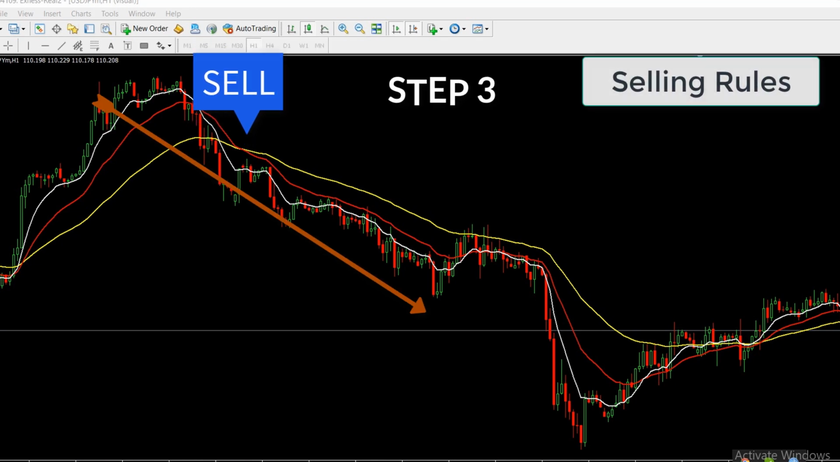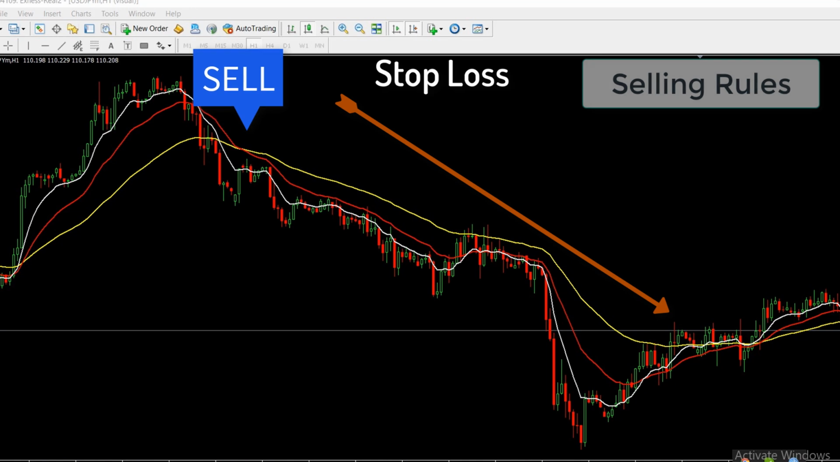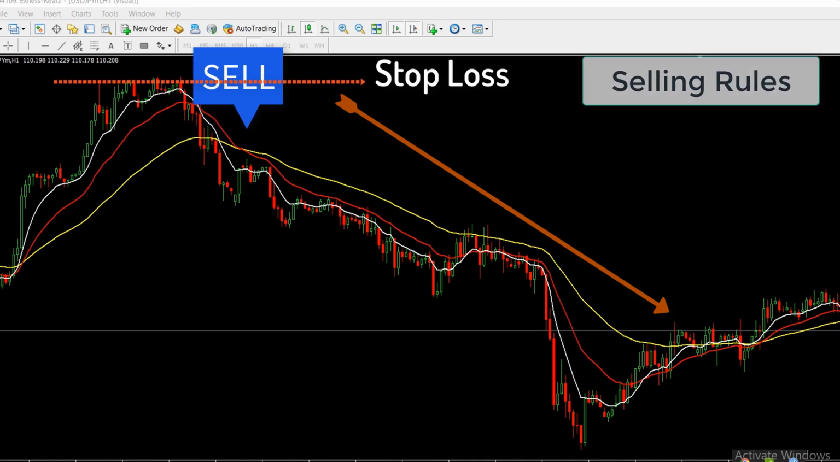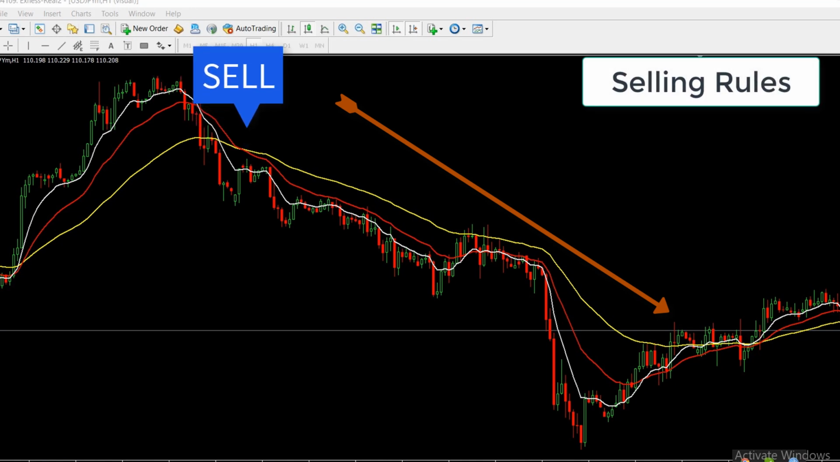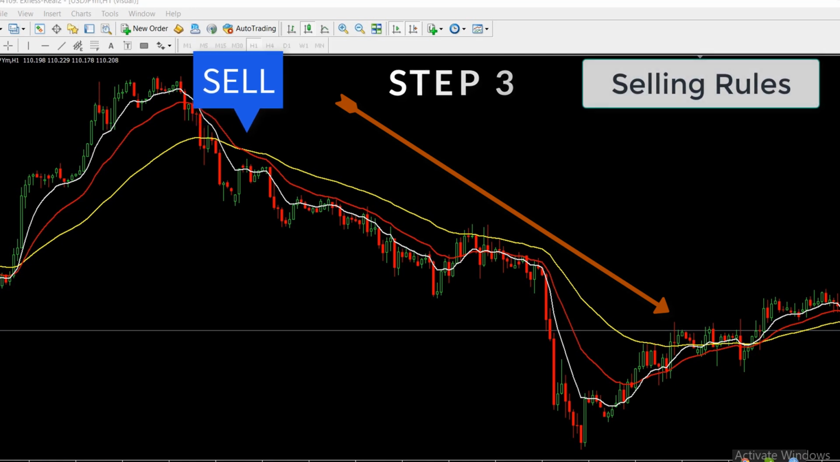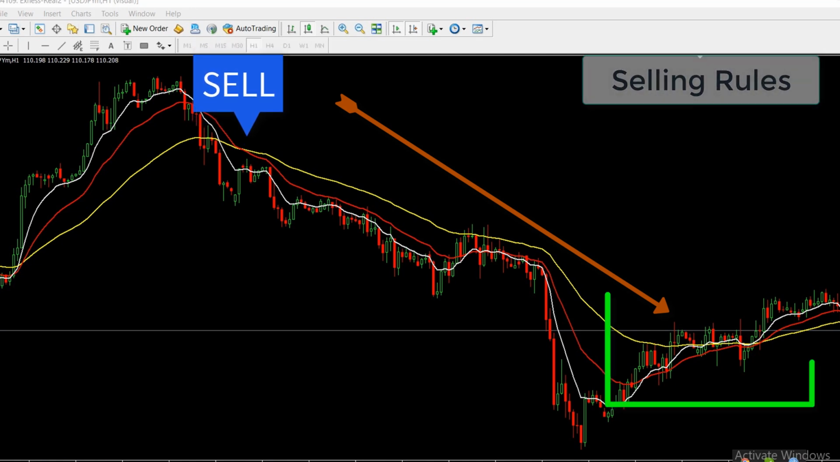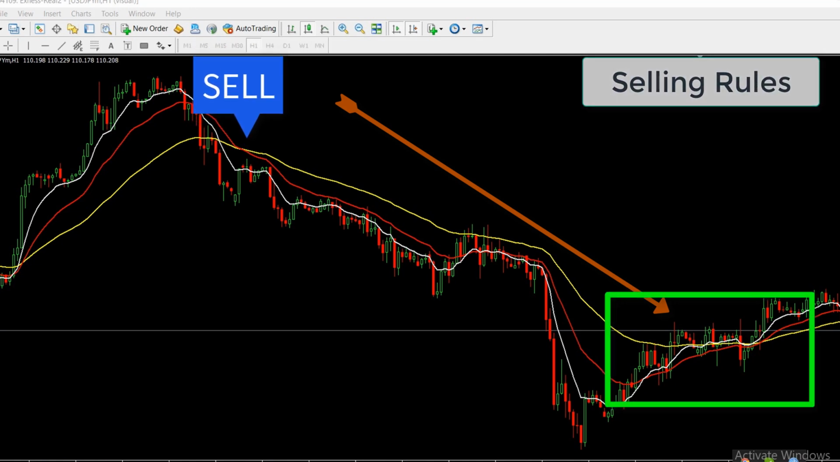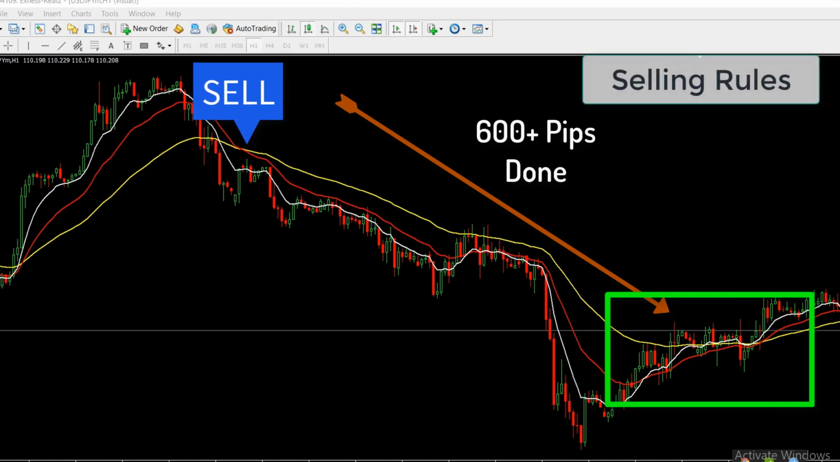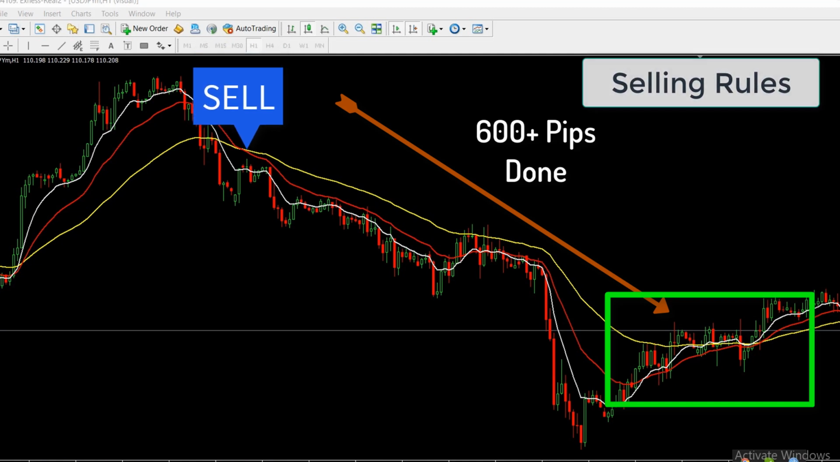Step 2. Place your stop loss a few pips above the nearest swing high point. Step 3. Use previous swing low points as your running trading take profit target level or exit from a trade, when the fast exponential moving average touches the medium exponential moving average, or when the fast exponential moving average crosses over the medium exponential moving average.